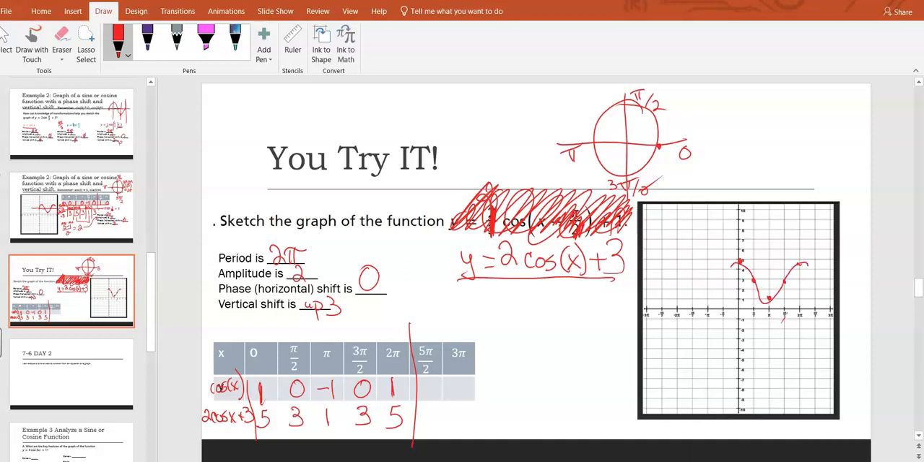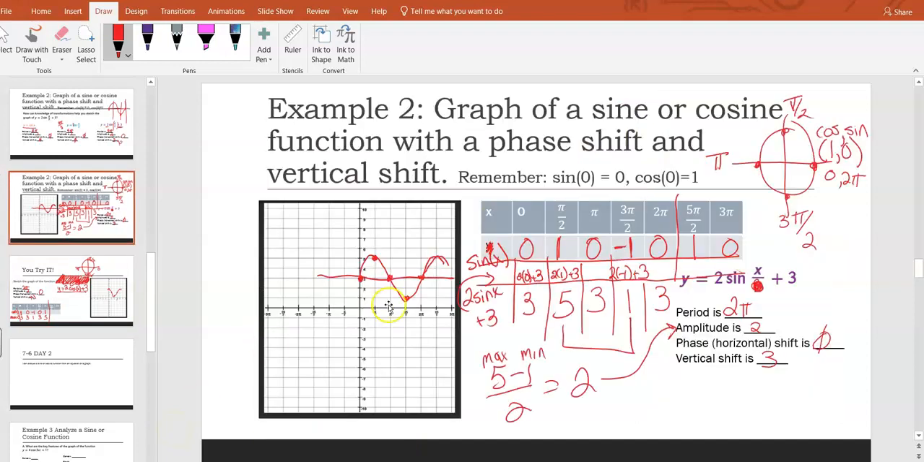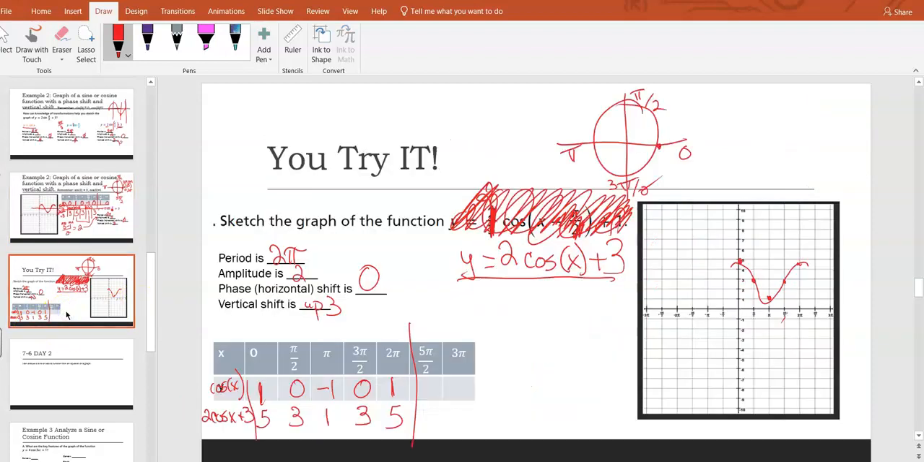Right? Let's look back at the previous one again. What's different? So this one started out at 3 on the midline. This one started out at 5. The midline's right here.